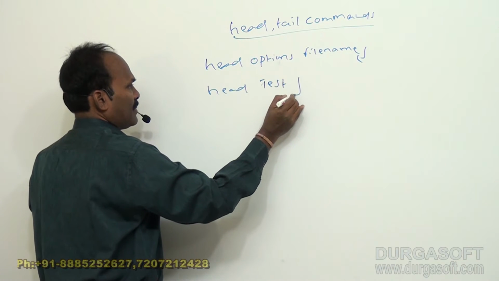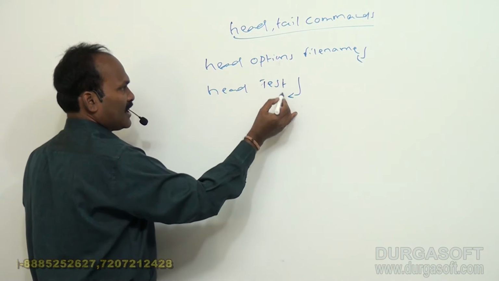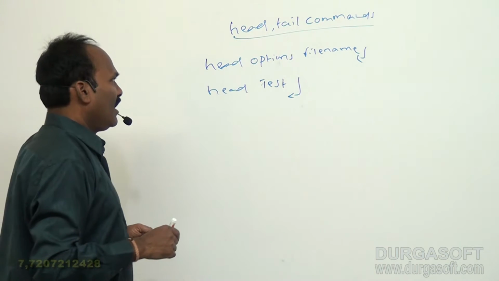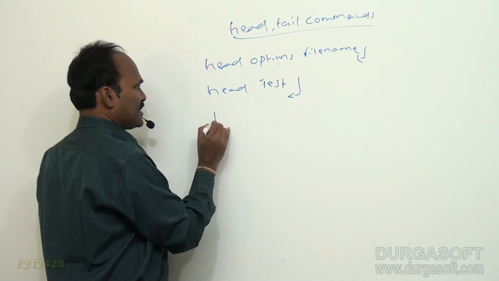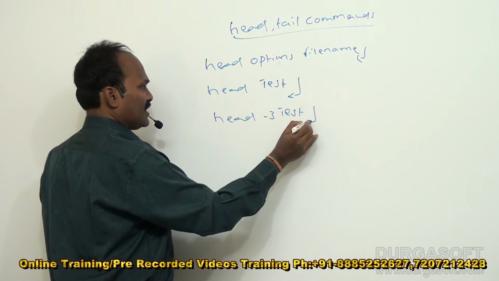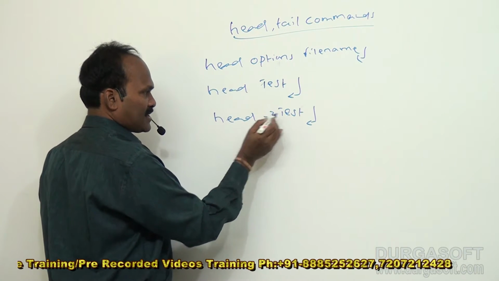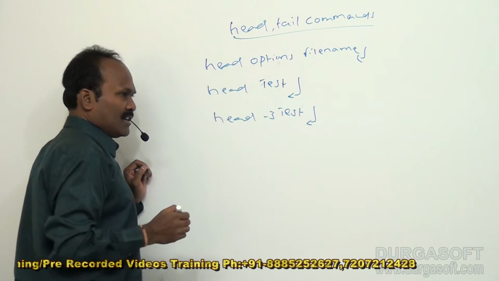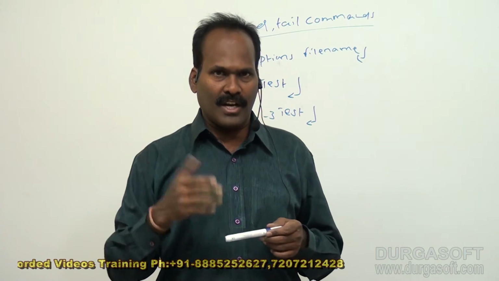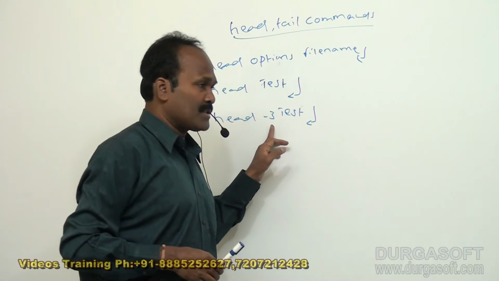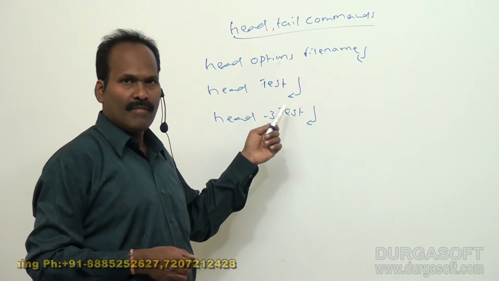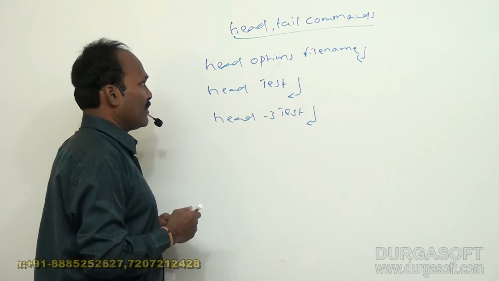When you execute this command and press enter, it immediately displays the beginning 10 lines of the test file. We can also use options, like head -3 test. In this case, the starting 3 lines of the test file will be displayed. So head displays the first 10 lines by default, and you can control the number of starting lines using the -3 option, which is the -n option. So this is about the head command.